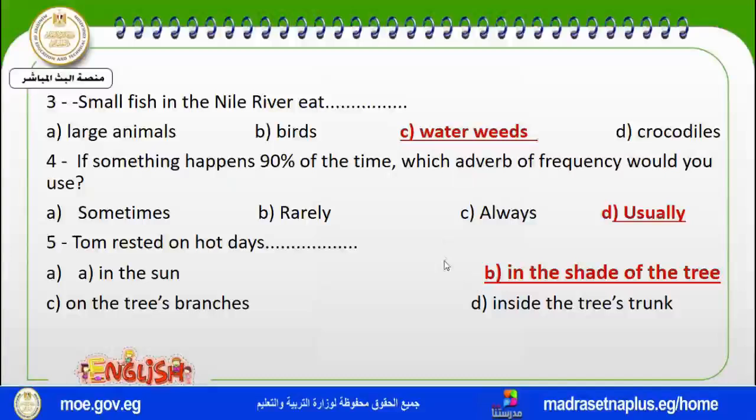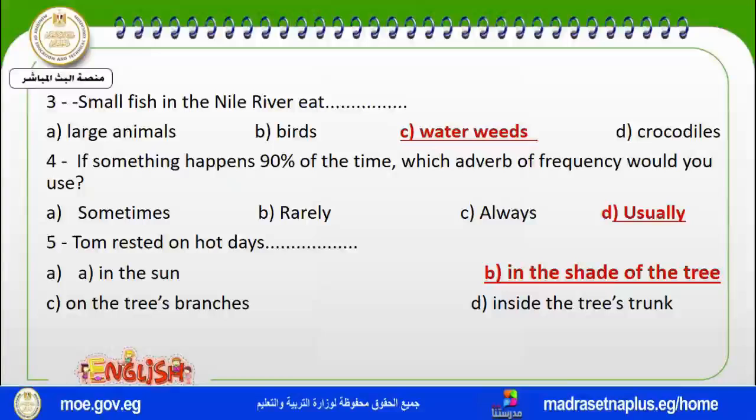Do you remember the water weeds? Yes, the plants we talked about in lesson 1. They are plants that can be found in the Nile. They can float over the water surface, or they can be found deep inside the water of the Nile. This is water weeds. And can you remember when we talked about adverbs of frequency? Can you tell me them? We said they were always, usually, sometimes, often, rarely, never.